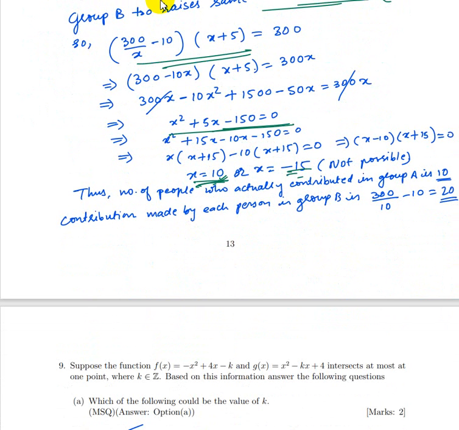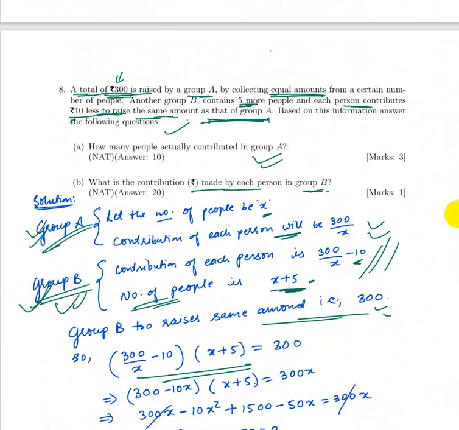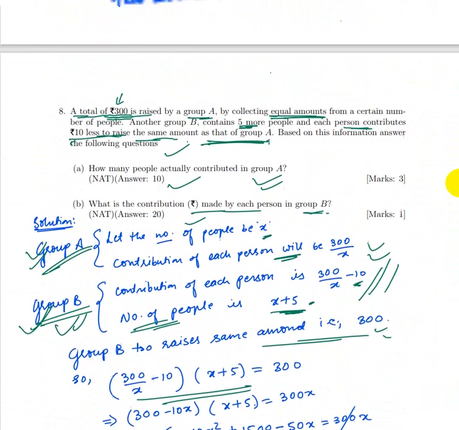So the number of people who actually contributed in group A is 10, and the contribution made by each person in group B is 300 upon 10 plus 5 minus 10, which is 20. Wait: group B contribution is 300 upon 10 minus 10, which is 20. So the answers of both questions are done. This is nothing but simple algebra.